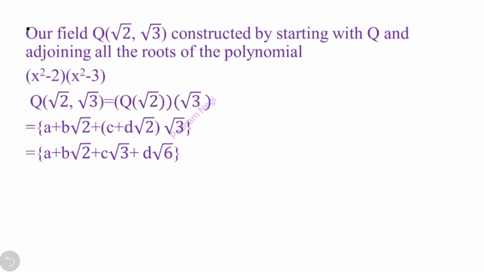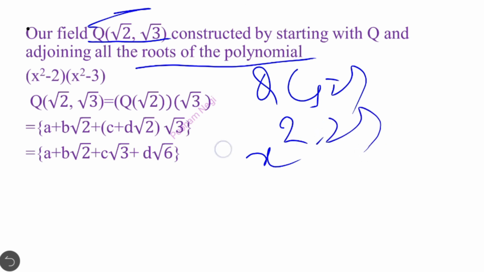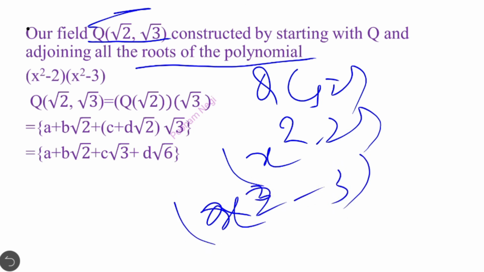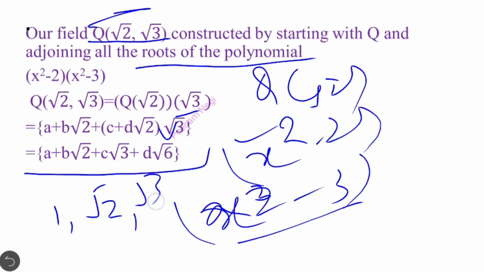Next question: the dimension of Q(root 2, root 3) over Q, where the options include 4. Let's find it out. The field Q(root 2, root 3) is constructed by starting with Q and adjoining the roots of the polynomials, because Q(root 2) has the polynomial x squared minus 2, and Q(root 3) has the polynomial x squared minus 3, since root 2 is the solution of the first polynomial and root 3 is the solution of the second. The linear combination will be of the form a plus b root 2 plus c root 3 plus d root 6, so the basis for this over Q will be 1, root 2, root 3, root 6.